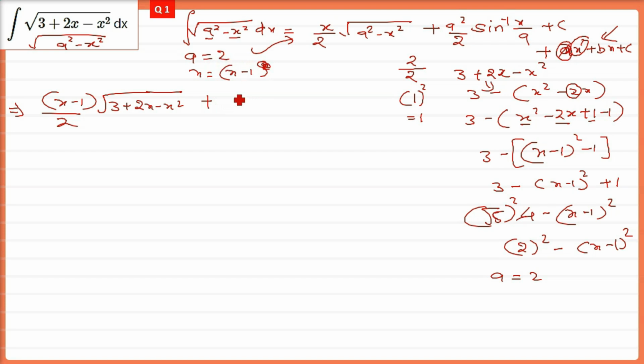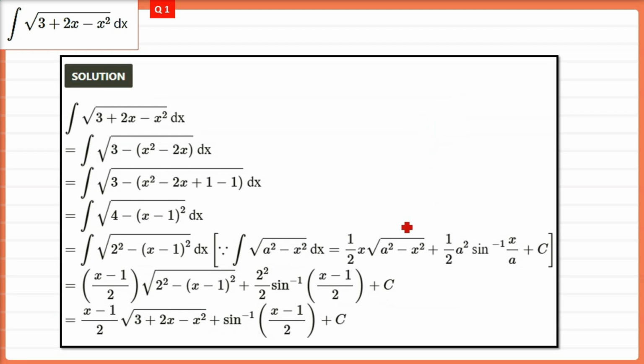Then an addition sign. A is what here? 2. So 2 square by 2, that will give you 2. So sine inverse x by a will remain like that. But what is x here? X minus 1. A is 2. And there is a 2 also in front of it, which we have got from 2 square by 2. That is a square by 2. And that is your final result. Just add a constant of integration also. So this is your final result.